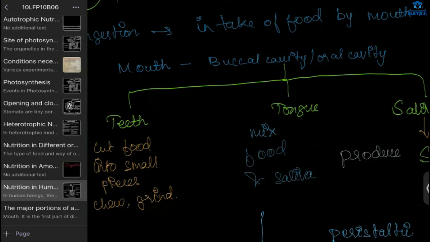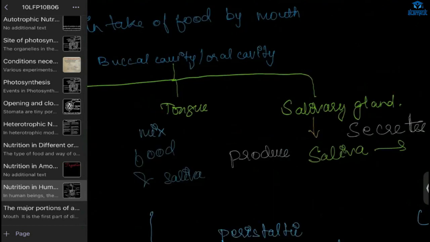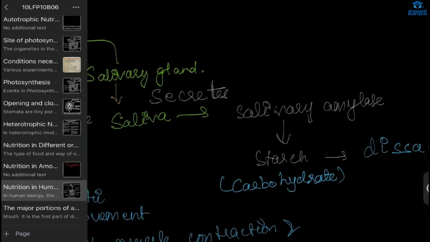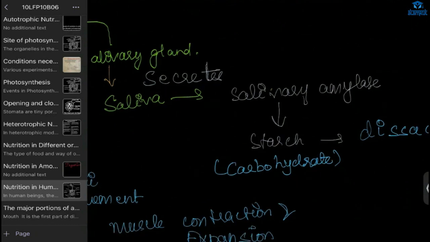Then the tongue will mix food and saliva. And then we have the saliva, right? The salivary gland will secrete the saliva. Okay, it will produce saliva. And here we have the secretion. What will saliva secrete? Salivary amylase. Yeah. Okay.